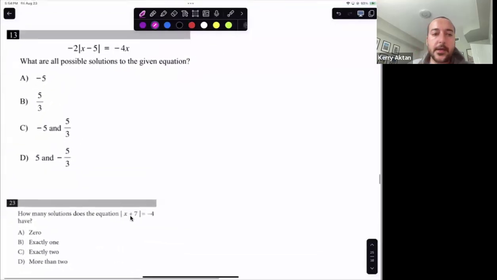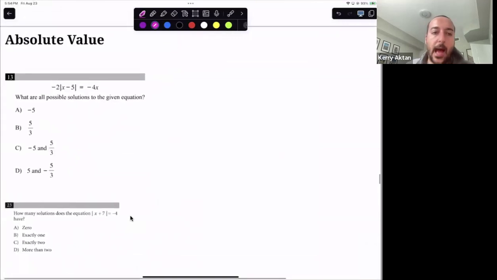The next topic is absolute value. Luckily, Desmos even has an absolute value feature. So just pop this into Desmos.